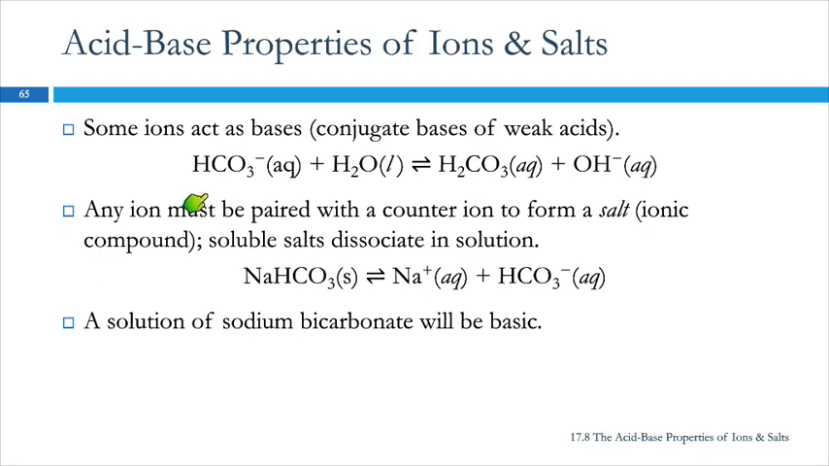So hydrogen carbonate ion can take a hydrogen ion from water to leave hydroxide ion, and then it forms carbonic acid. So this is the base, this is the acid, this is the conjugate acid, and this is the conjugate base. The conjugate acid can act as an acid, right? So we recognize that as an acid. So this is something important to remember.